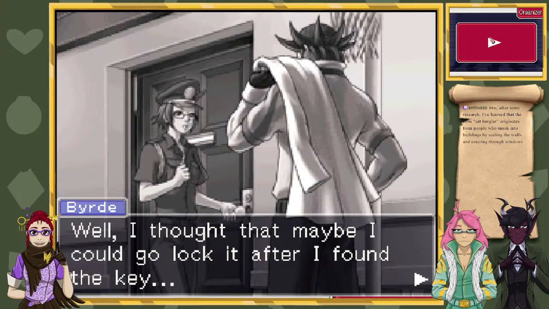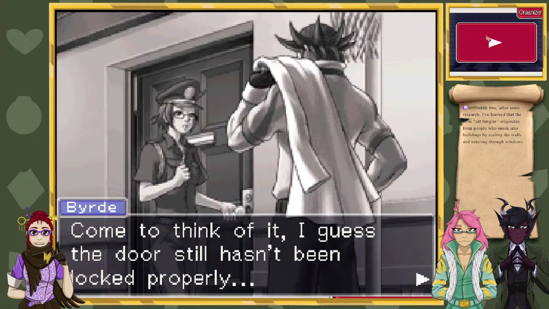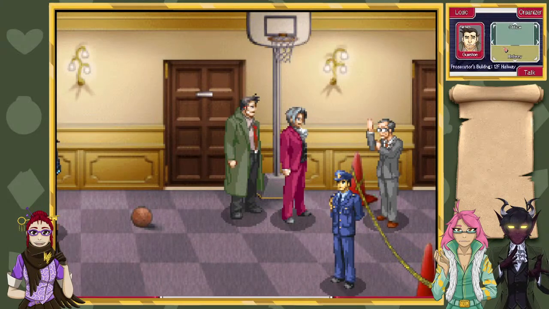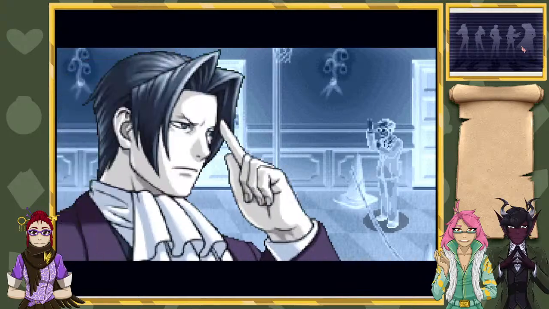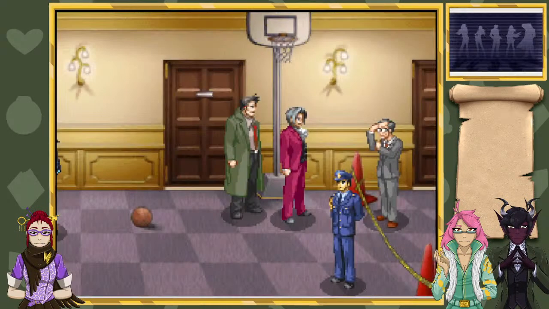Well, I thought that maybe I could go lock it after I found the key. Jesus, Maggie. Come to think of it, I guess the door still hasn't been locked properly. But we just said that his door was locked up tight. Why are you trying to make it weird? What are you doing? Contradictions. Why are you being Portsman, randomly getting sexual? What? Do I have more logic now? I don't. Nope. How sad.